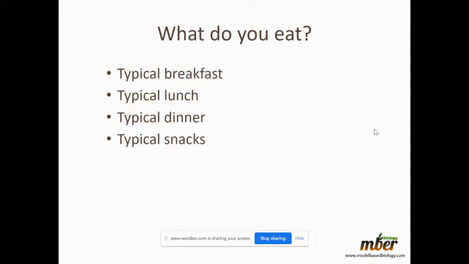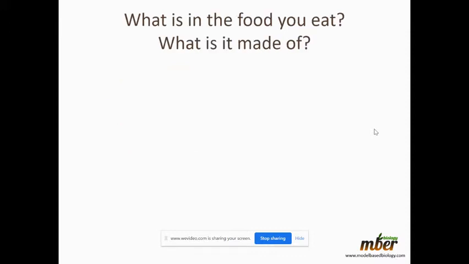So what do we eat? We're going to take a look at food that we would eat. So a typical breakfast, a typical lunch, and a typical dinner, and then you get to pick some snacks that you would like to eat. I did an example for you. I think it's just easier for this activity if I give you an example, and if you want to change it, you can.